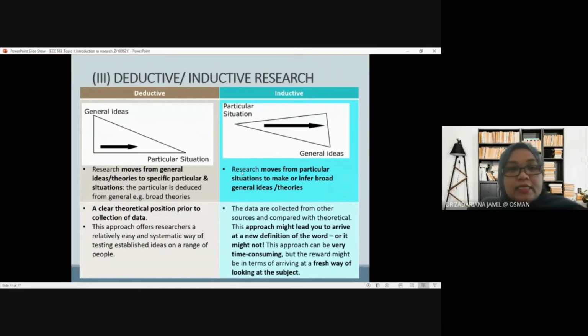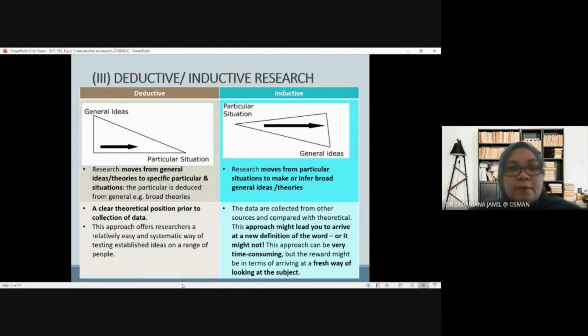So let's look at deductive and inductive research. Deductive research is research which moves from general ideas or theories to a specific, particular situation. The particular is deduced from the general, for example from broad theories to a very focused subject. So there is a clear theoretical position prior to the collection of data.